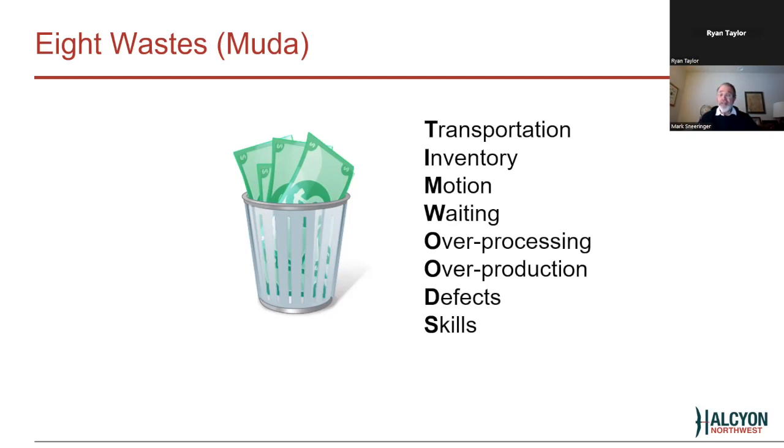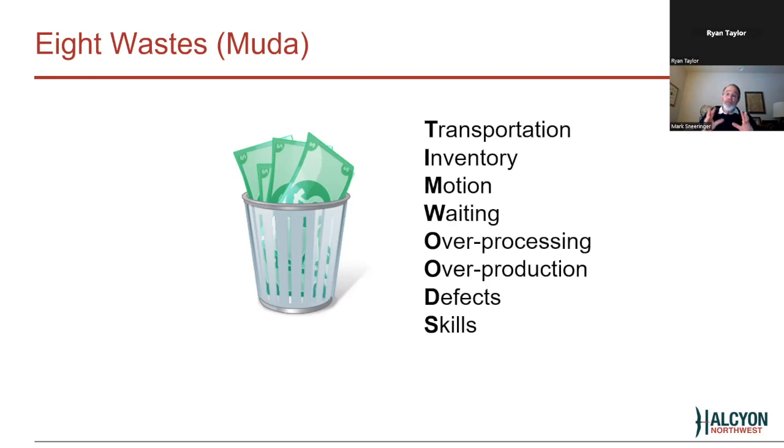And then finally, skills. Skills is not using the people's brains that you actually have working in a process. There's a quote from Henry Ford that goes something like, "Every time I ask for a pair of hands, a brain comes along with it." And frankly, you want that brain because you want to make sure you're using all the capabilities of the people in the process.